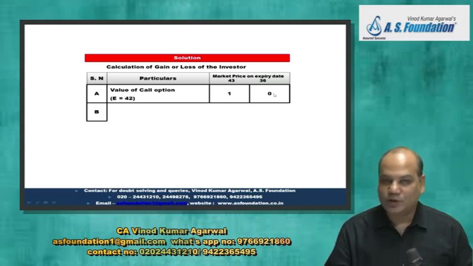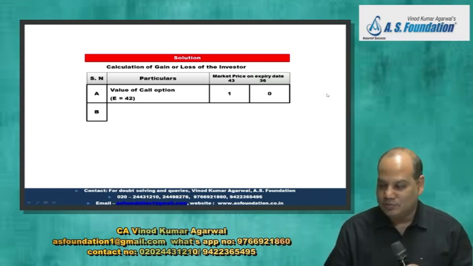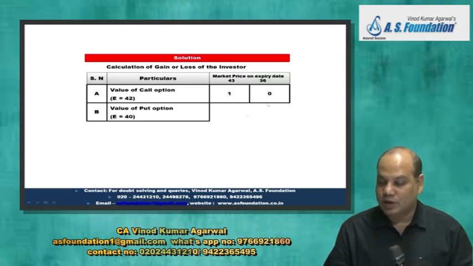You will not pay 6 rupees difference. It is an option. Option will lapse. You don't have to pay the difference. I will exercise if I want. I will not exercise if I don't want. So I will say to the counterparty, I don't want to exercise. Option will lapse.